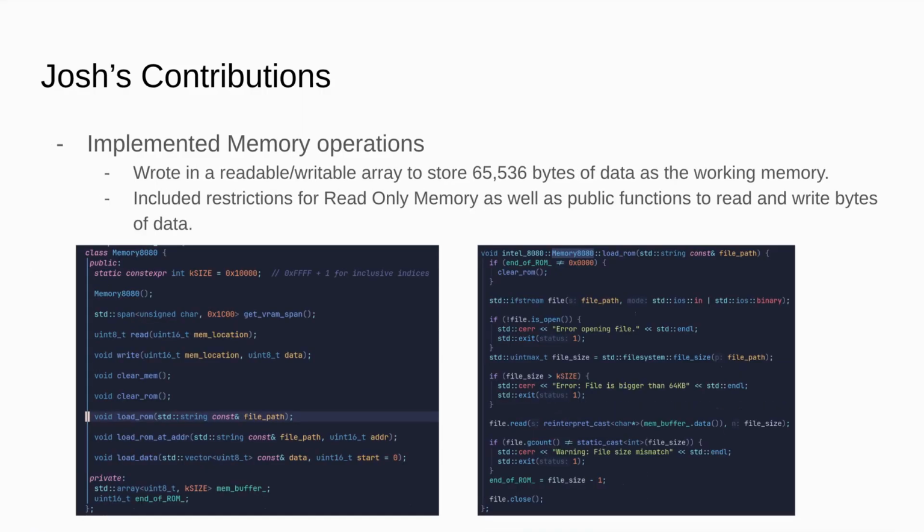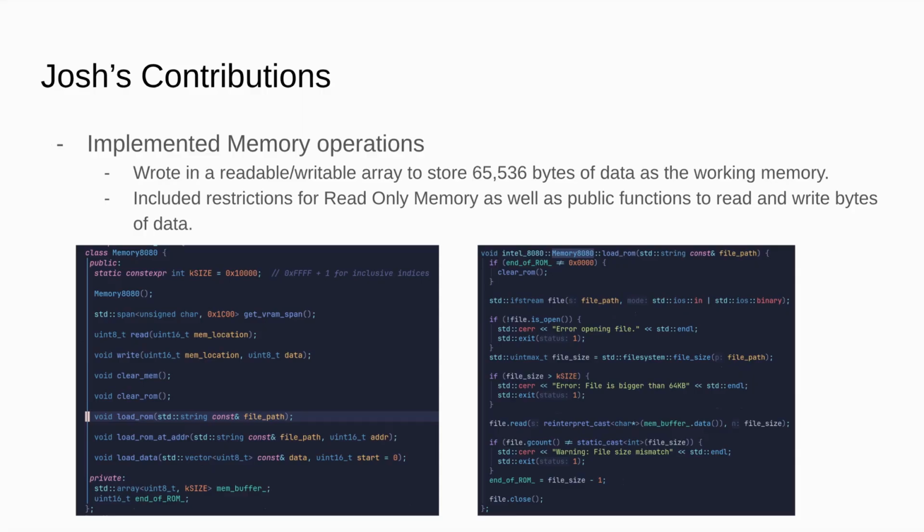Next, I wrote the memory implementation that gave the Intel 8080 its accessible memory as described in the programmer's manual. This was implemented with an array with read and write methods that included restrictions for writing to read-only memory, as well as restricting the amount of loadable bytes. This ensures the emulation is kept true to historic hardware.